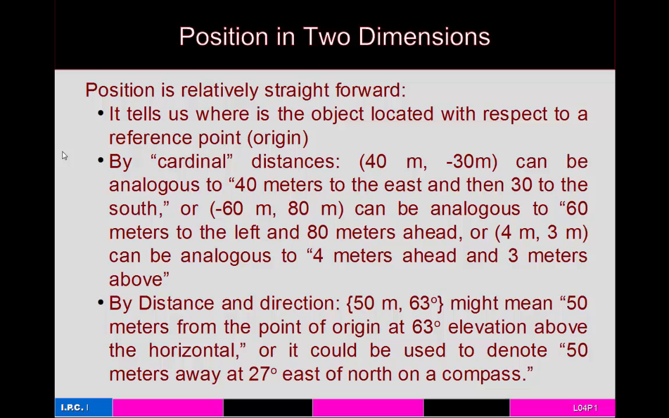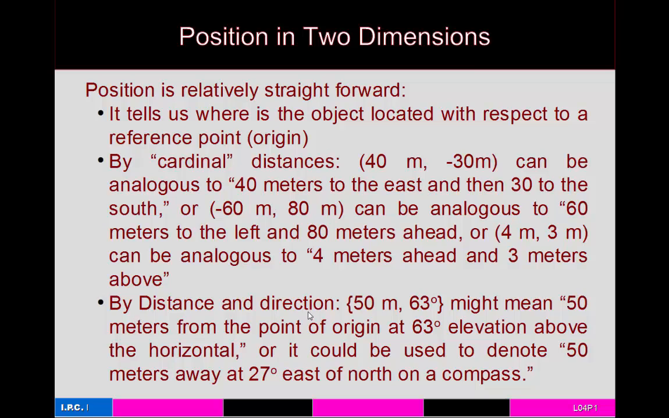So in 2 dimensions, what happens is this. Position is basically telling us where the object's located with respect to the origin, same as in 1 dimension, same actually as in 3 dimensions. But now in 2 dimensions there's basically 2 ways to specify it. One is that you could use cardinal distances, such as 40 meters, negative 30 meters, or 40 meters to the east and 30 meters south, or you could say 40 meters i hat minus 30 meters j hat. And so those are your cardinal distances.